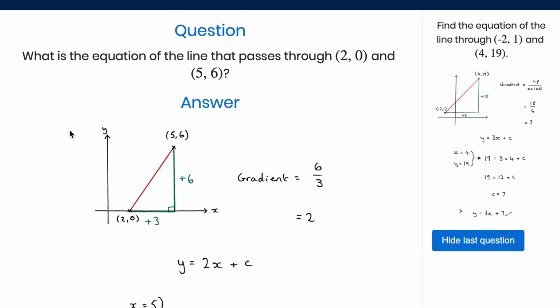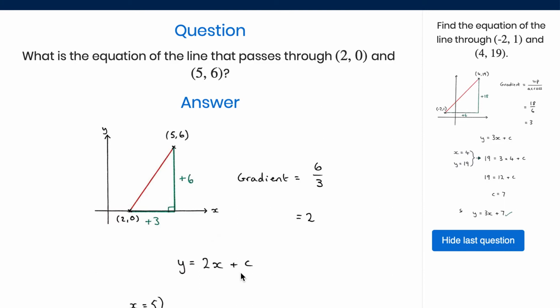Again, we sketch a diagram showing the coordinate points. 2, 0 is here and 5, 6 is up here. So between the 2 points, we go up by 6 and across by 3, which means our gradient is 6 over 3, which is equal to 2. And this means we have our first part of the equation, which is y equals 2x plus c.